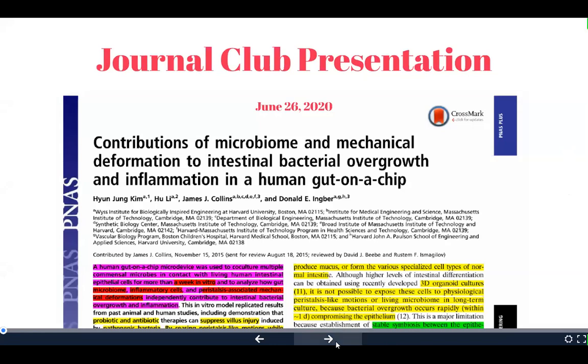So, Hylan and I are going to present an article entitled Contributions of Microbiome and Mechanical Deformation to Intestinal Bacterial Overgrowth and Inflammation in a Human Gut on a Chip, published in PNAS by Professor Ingber's group in 2015.